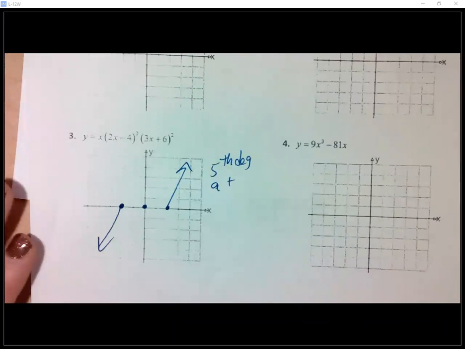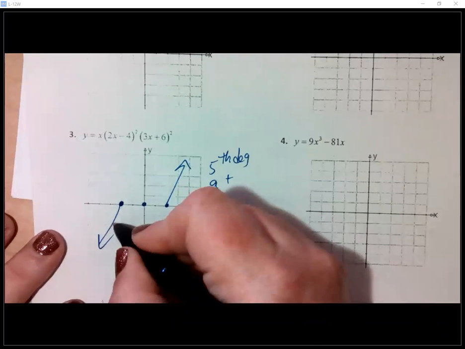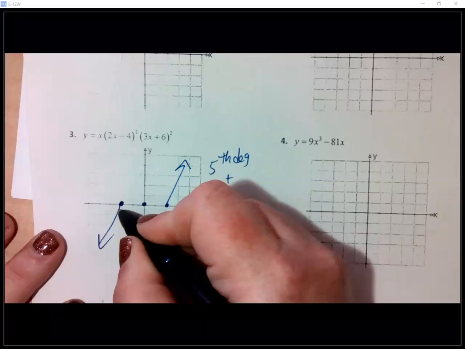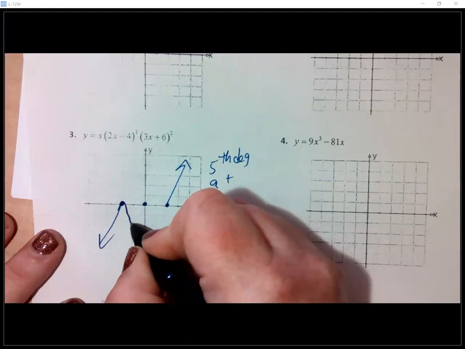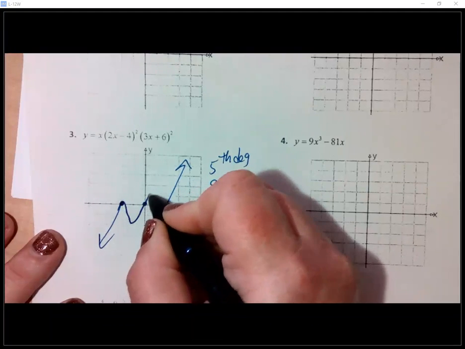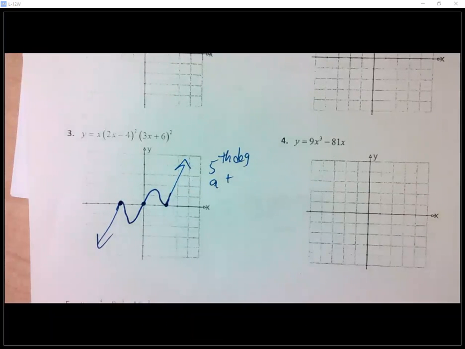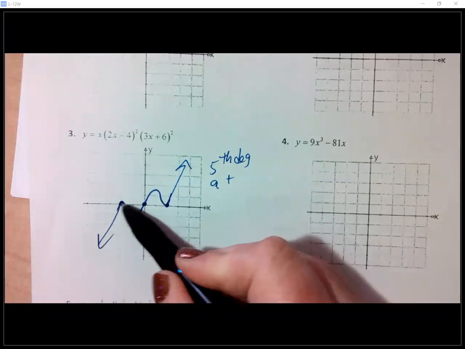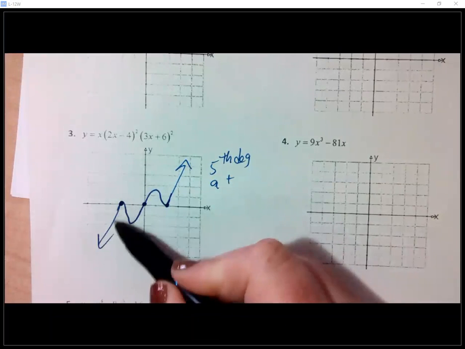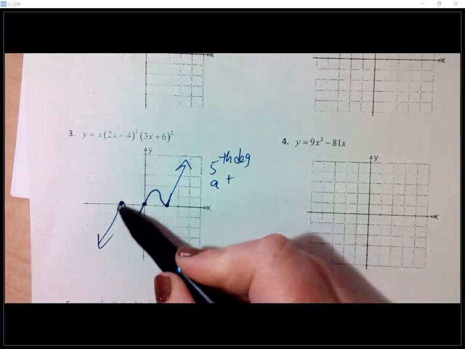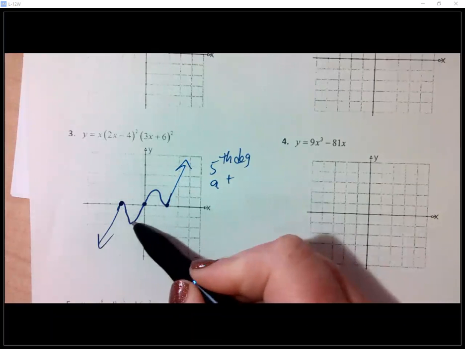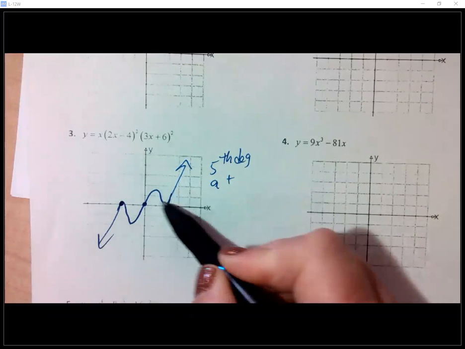If you're going to bounce at -2, that means I don't go through. I'm going to bounce off of it. I'm going to pass through at 0, and then I'm going to bounce again at +2. So you end up with a graph looking something like that. If you look at yours, at -2, you should not be passing through the x-axis. It should just come, touch it, and come back. You should be passing through at 0, and then just bouncing again at +2.